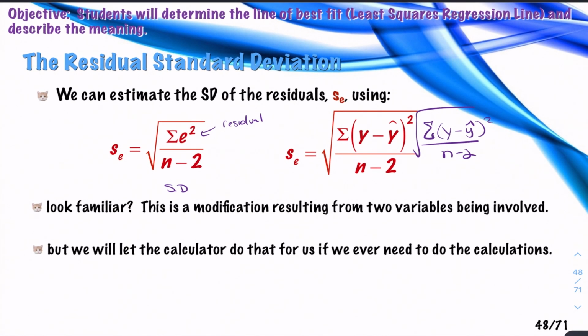This should look familiar. This is a modification resulting from two variables being involved as opposed to one. So instead of n minus 1 when there's one thing, now it's n minus 2. Do you have to do this by hand? Absolutely not. We will let the calculator do that for us if we need to do these types of calculations.